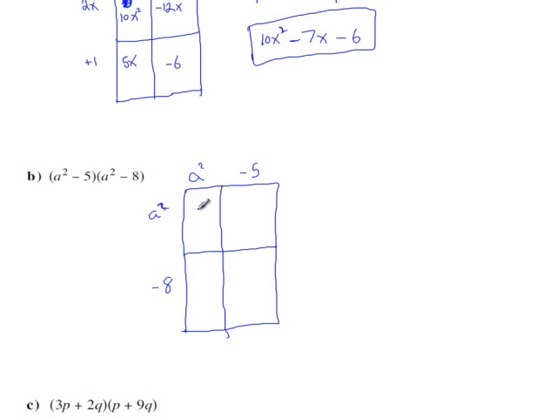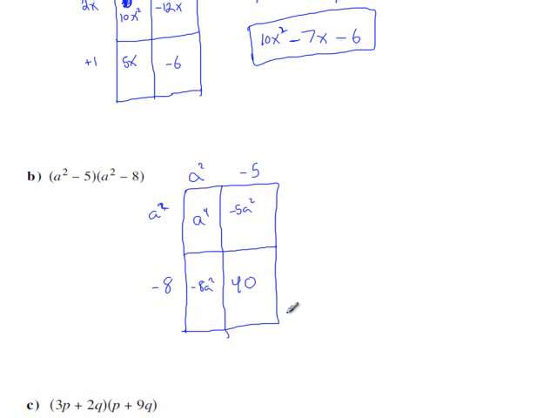So a squared times a squared, use your law of exponents, so you get a to the 4th. This rectangle here, a squared is one side, negative 5 is the other, so I get negative 5a squared. Remember, whenever you're multiplying a number and a variable, the number goes in front. Here, this length is a squared. This length is negative 8. So I get negative 8a squared. And last but not least, this length here is negative 5. This length is negative 8. So negative 5 times negative 8, negative times a negative is a positive. You get positive 40.